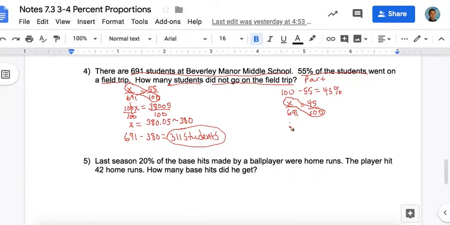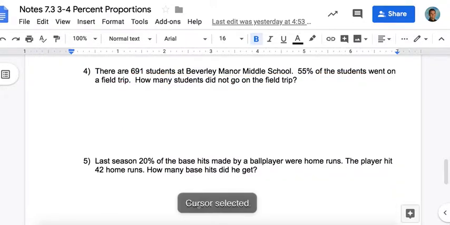So cross products, 100 times x is 100x. 691 times 45 is 31,095. And now our last step is to divide both sides by 100. 100 divided by 100 is a 1 in disguise. So x equals 310.95. But we can't have part of a student, so this would be approximately 311 students. So it doesn't matter how I do it, I will still come up with the same answer doing both ways. So sometimes you have an extra step, so you've got to make sure you read the question carefully.